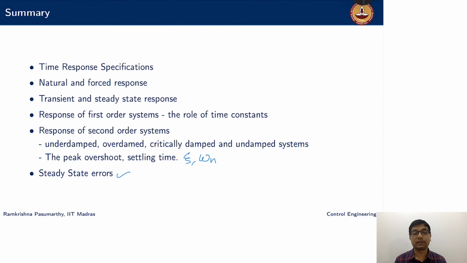Next time when we meet, we will go further and see how to use this analysis to design controllers to perform certain tasks. That's coming shortly.